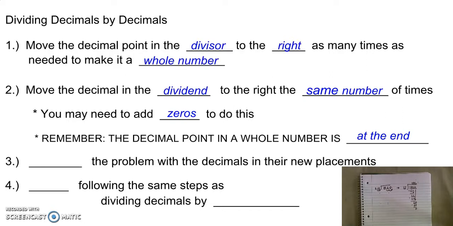Once we have moved our decimal points, we are going to rewrite the problem with the decimals in their new places. And then we're going to divide following the same steps as dividing decimals by whole numbers. So now let's take a look at a couple more examples, and then we'll move on.